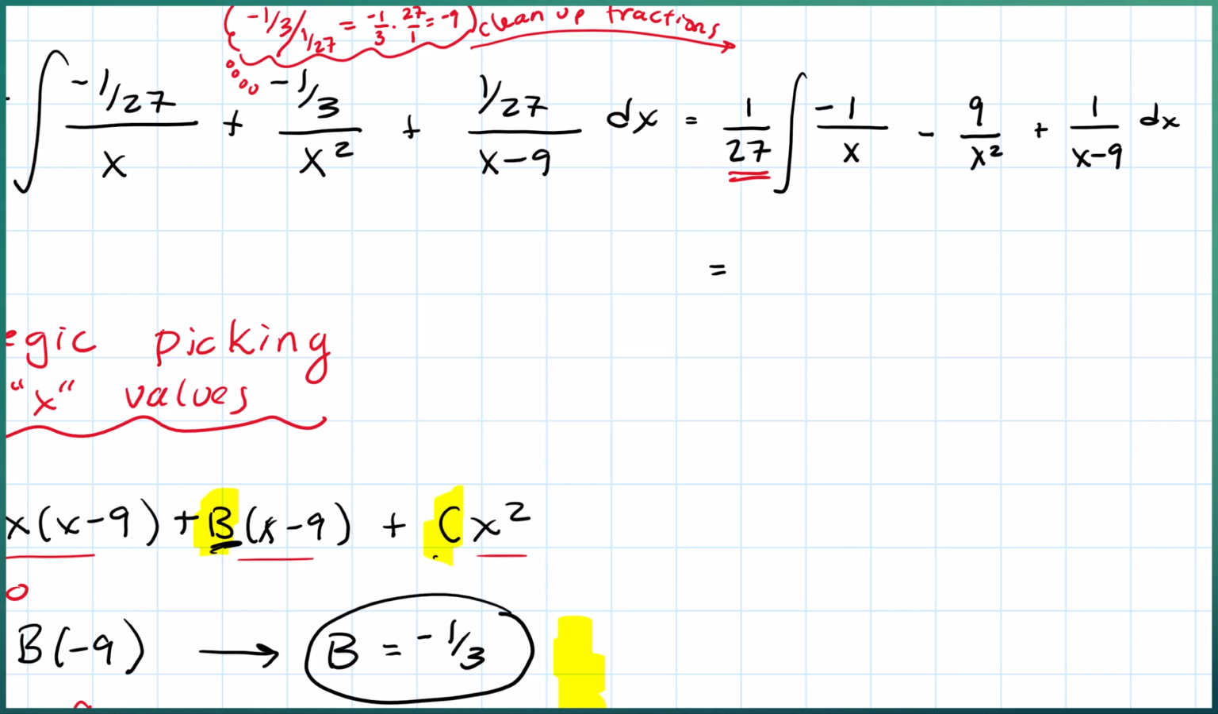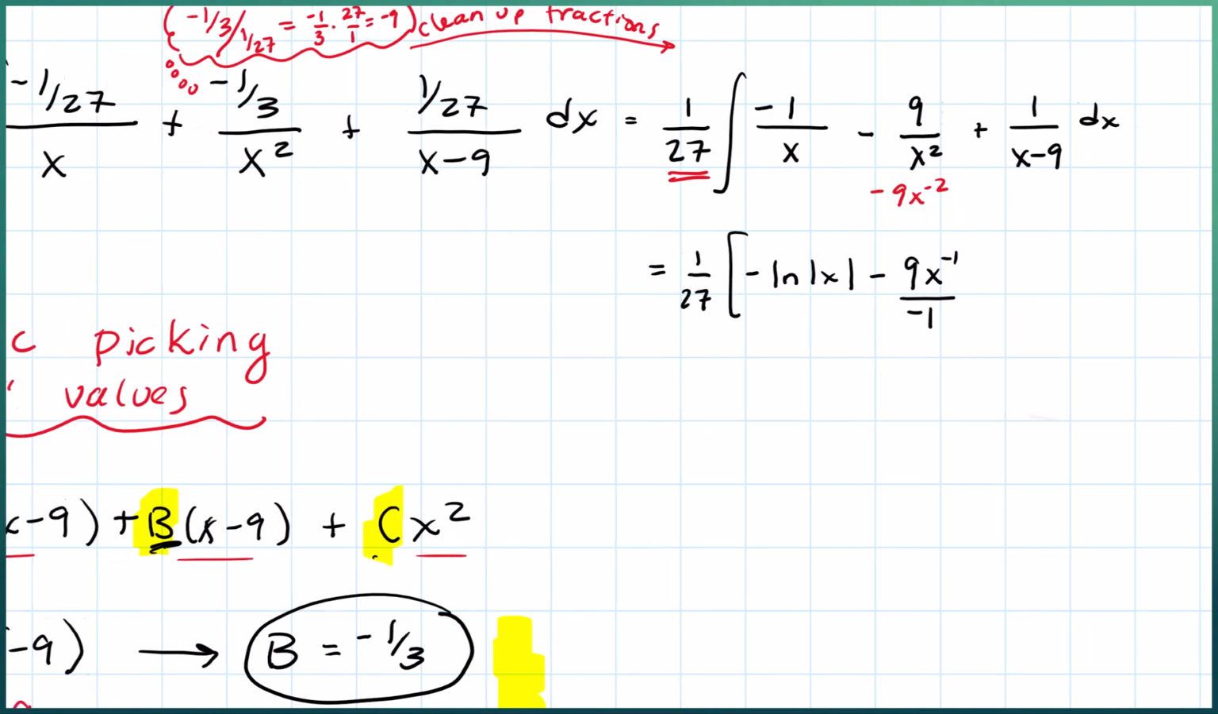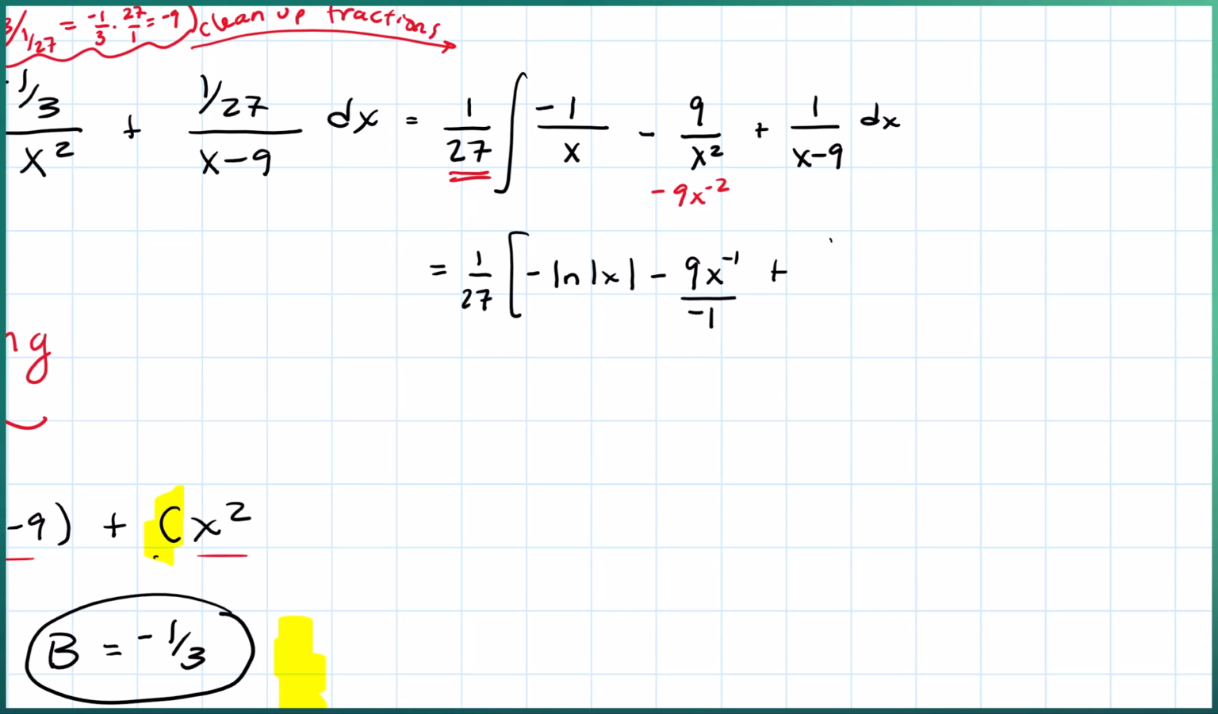Now I'm going to integrate each of those term by term. This is going to become 1 over 27. This is going to be negative natural log of the absolute value of x. Now this term, this negative 9 over x squared, remember that's negative 9x to the negative second. So when I integrate that, I get negative 9x to the negative first divided by negative 1. And then this last term, let's go ahead and write that as 1 over x minus 9 dx, so we can look at it individually.